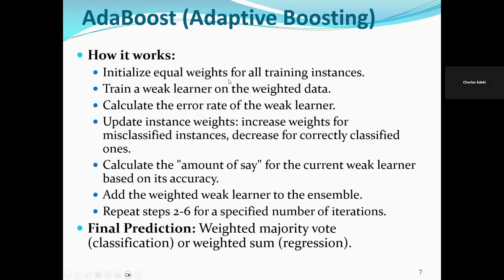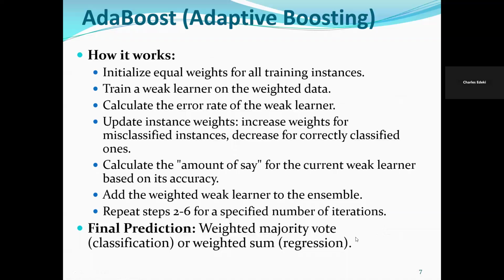Initialize equal weight for all training instances. As we said, if the number of instances is n, we can give each one 1/n weight. Then train a weak learner on the weighted data. Calculate the error rate of the weak learner. Then update the instance weights: increase the weight for misclassified instances, or decrease it for correctly classified instances. Then we calculate the amount of say for the current weak learner based on its accuracy. Add the weighted weak learner to the ensemble. Then we repeat steps 2 to 6 for a specific number of iterations.